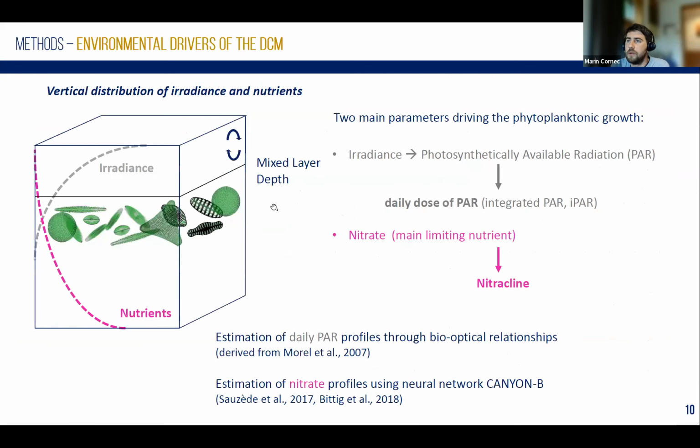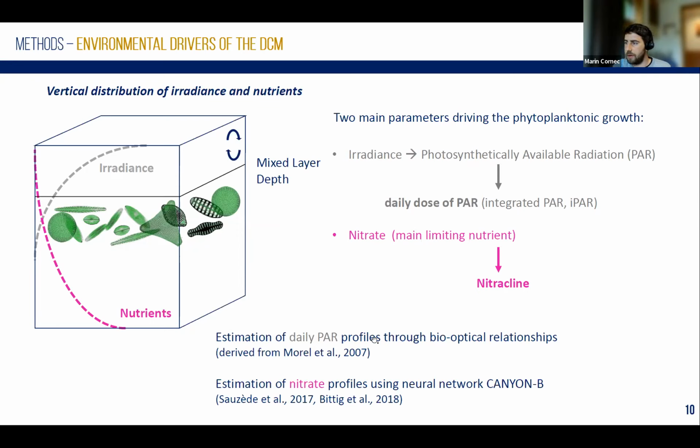Then we look at the environmental drivers of the DCM, with a focus on the vertical distribution of irradiance and nutrients. For this, we focus on two main parameters. First, the photosynthetically available radiation, the PAR, where we look at the daily dose of PAR. And then the nitrates, which is the main limiting nutrient in the global ocean. We look at the parameters around the nitracline, which is the gradient between the upper depleted layer of the water column and the deeper re-enriched layer.